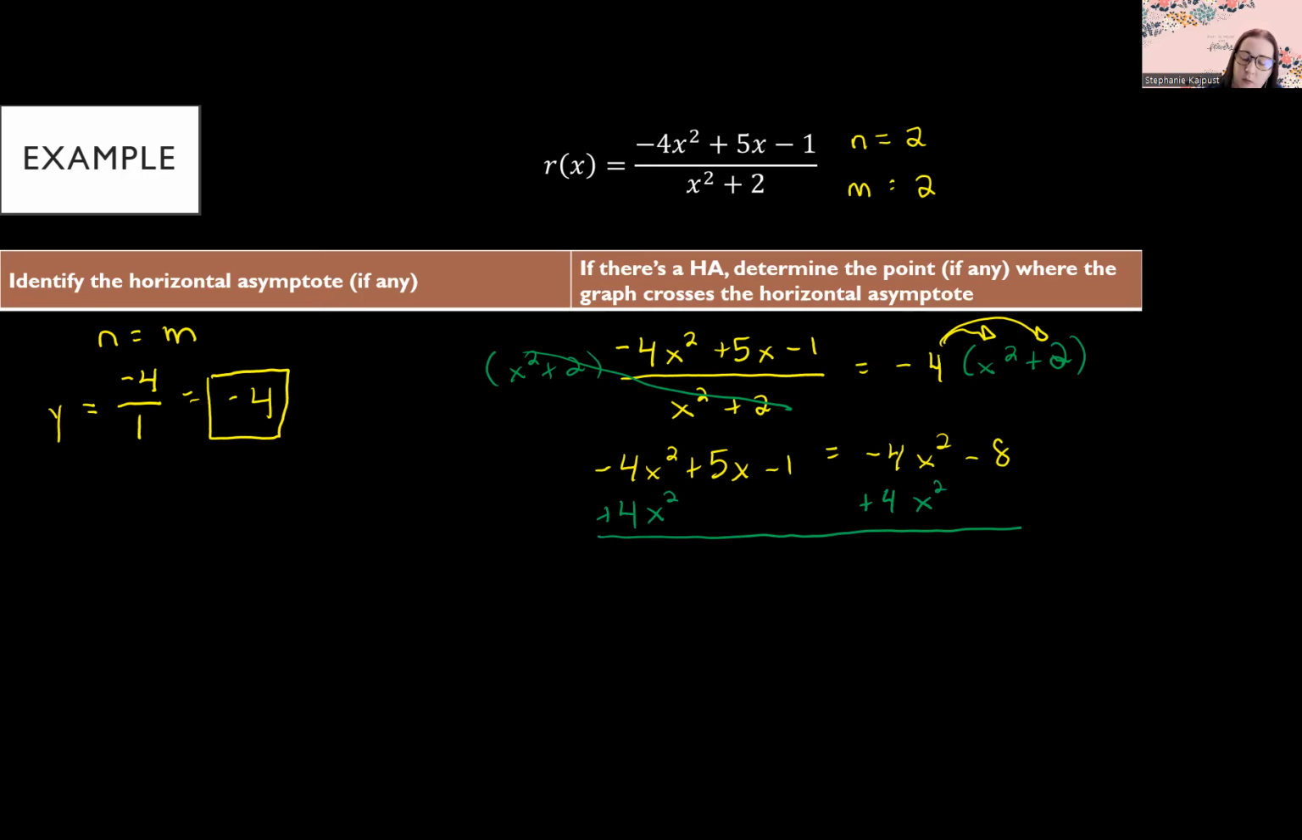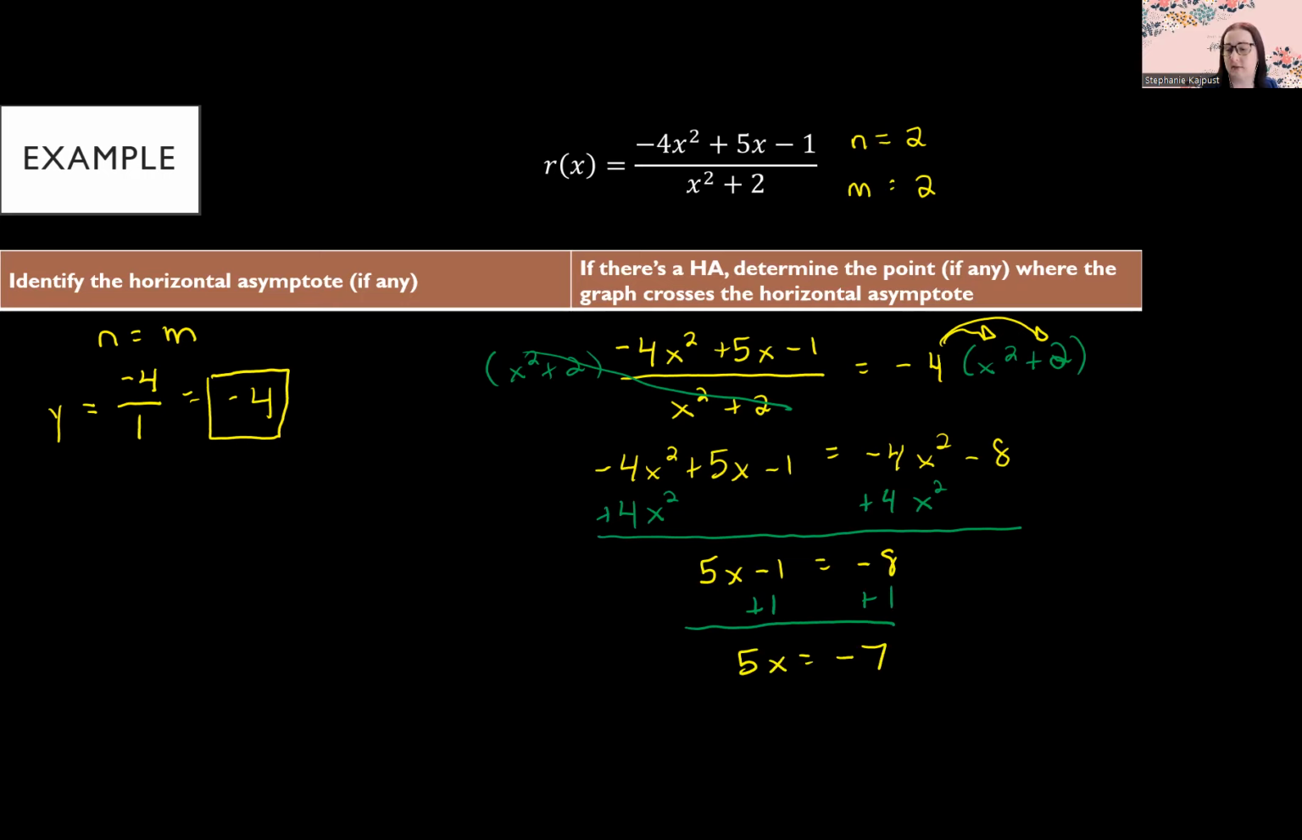Notice when we do that, we have negative 4x squared plus 4x squared, which adds up to 0. So our x squared disappears completely, and I have 5x minus 1 equals negative 8. Now I'm solving for x, and I have a linear equation, so I need to get x by itself. I'm going to move that negative 1 to the right by adding 1, so I put plus 1 on both sides. That gives me 5x equals negative 7.